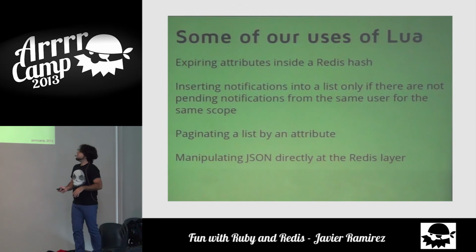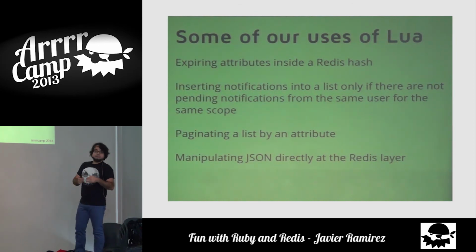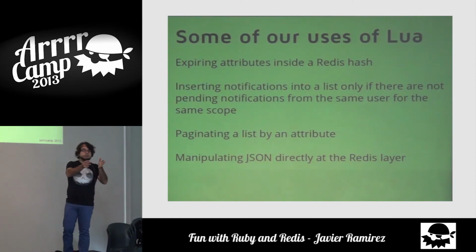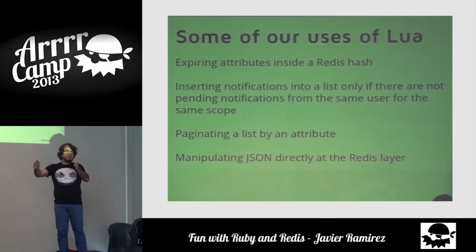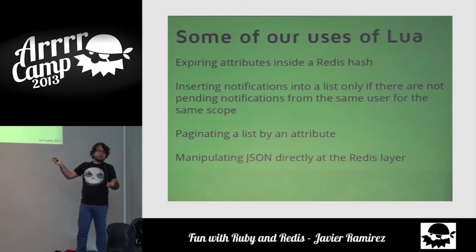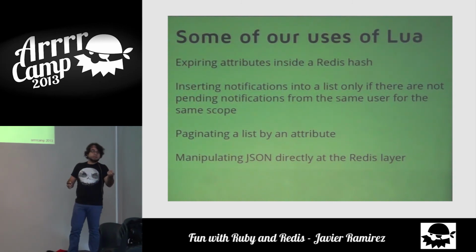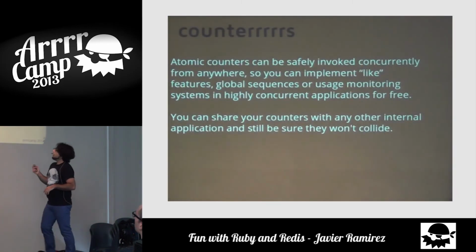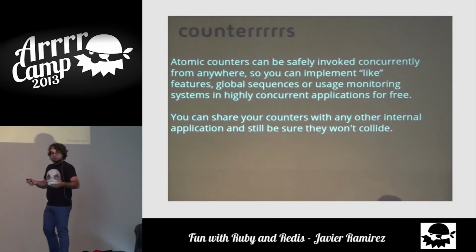That's kind of interesting. Also, you can paginate a list in Redis by index. Give me the first 10 elements, or from 11 to 20, whatever. But you can also paginate by an attribute. If you want to paginate by an attribute, like an ID, I can do it with Lua. And in Lua you can also parse JSON. So if you are putting in JSON values, you can read JSON or set JSON directly from Redis, which is also quite fun. Counters, I told you before, you have counters.